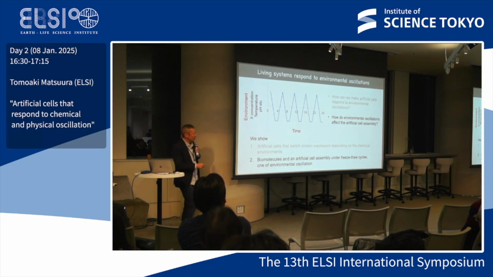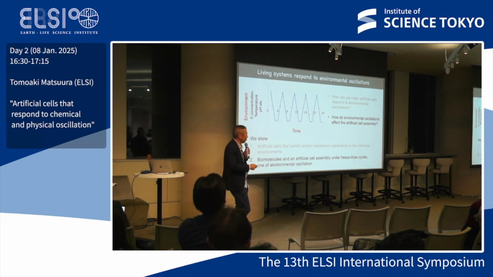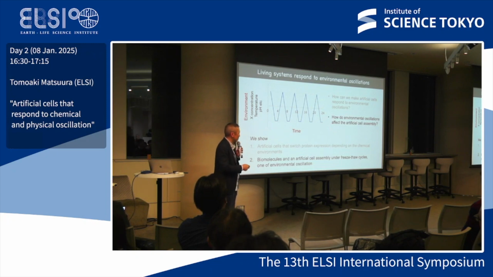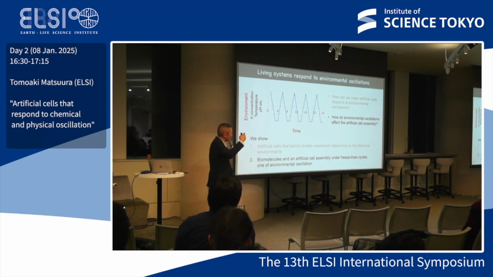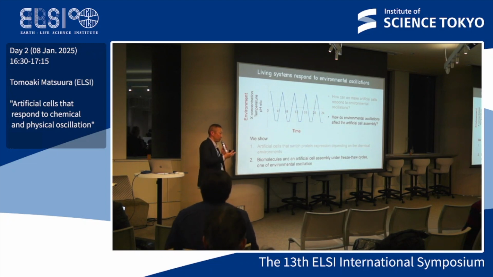So now going to the second topic, about how environmental oscillation affects artificial cell assembly. So far, I just explained to you how to construct an artificial cell that responds to the environment. But now I'm going to talk about how this kind of environmental oscillation can be used as an energy source to build artificial cells.